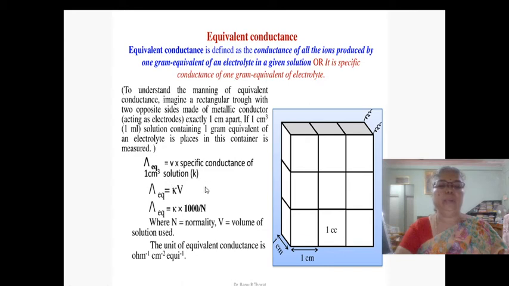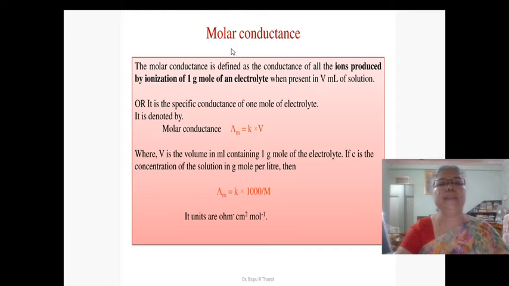As per the definition, then the next term, molar conductance. Molar conductance is defined as the conductance of all the ions produced by ionization of 1 gram mole of an electrolyte when present in V ml of solution, or it is the specific conductance of 1 mole of electrolyte, and it is denoted by molar conductance lambda m.